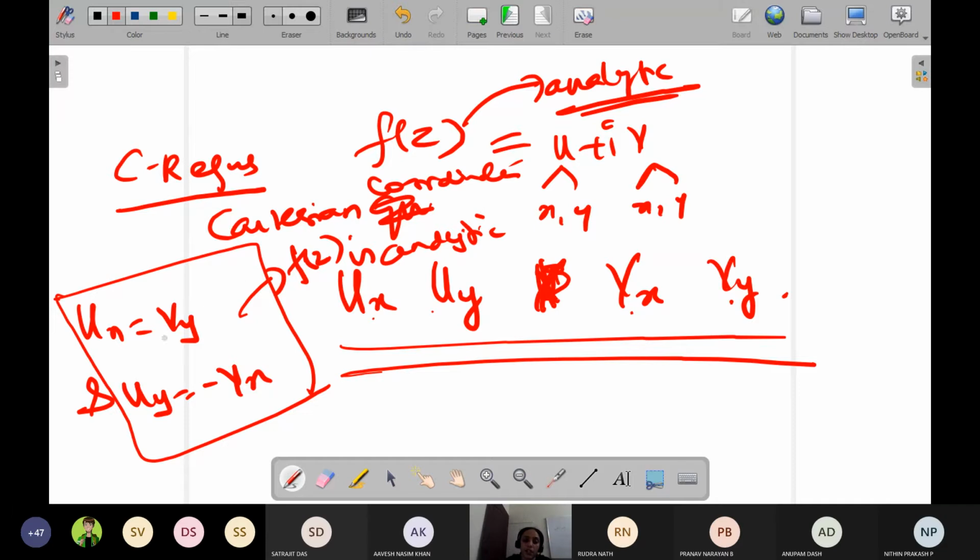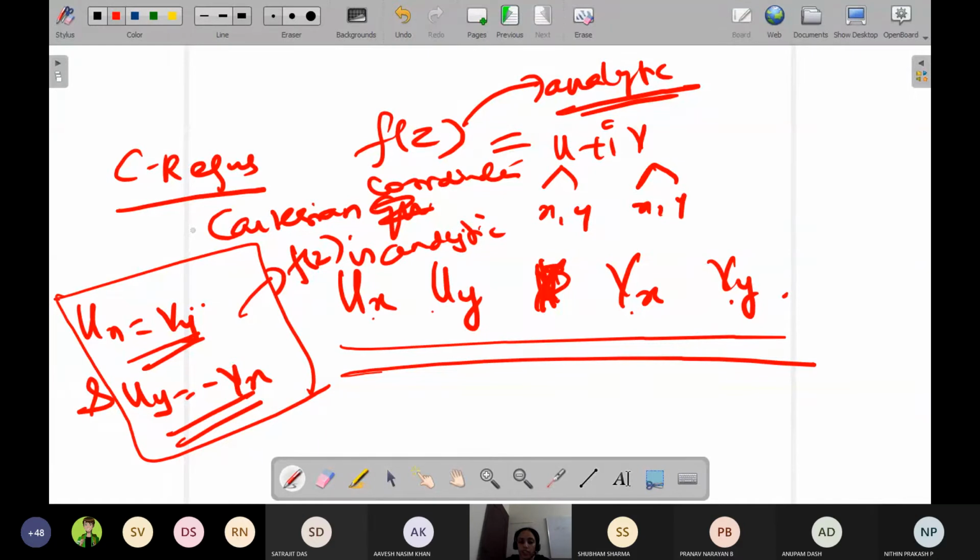So what is that? Ux is equal to Vy and Uy is equal to minus Vx. This is called the CR equations. Ma'am, if a function is given, then we have to calculate its four partial derivatives and then equate them. Yes, once the function is given, you find the four partial derivatives and equate. So that is your CR equation.